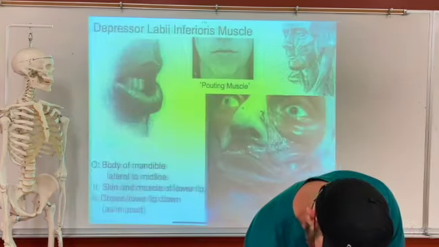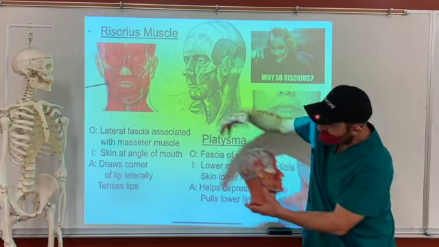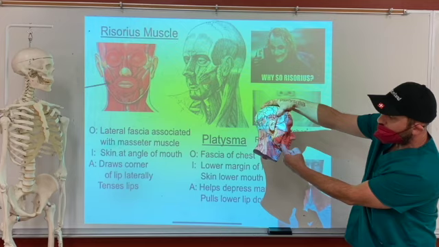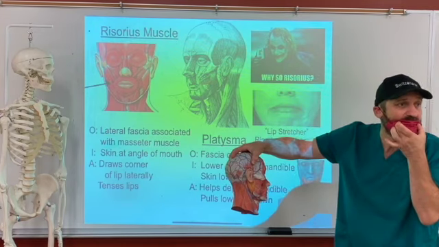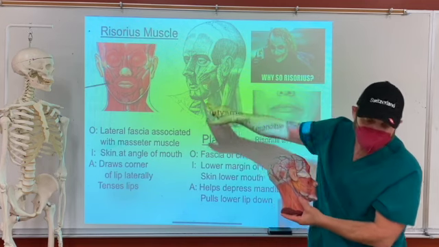And then the last one on that is a little sliver muscle on top of the buccinator that goes backwards from the corner and tightens the lip a little bit this way. That's the risorius muscle right here. Risorius.